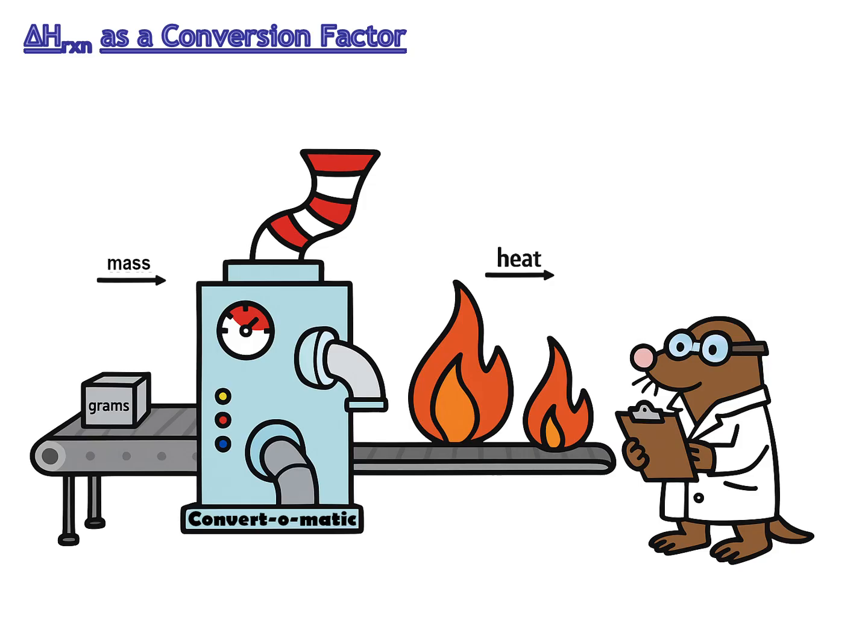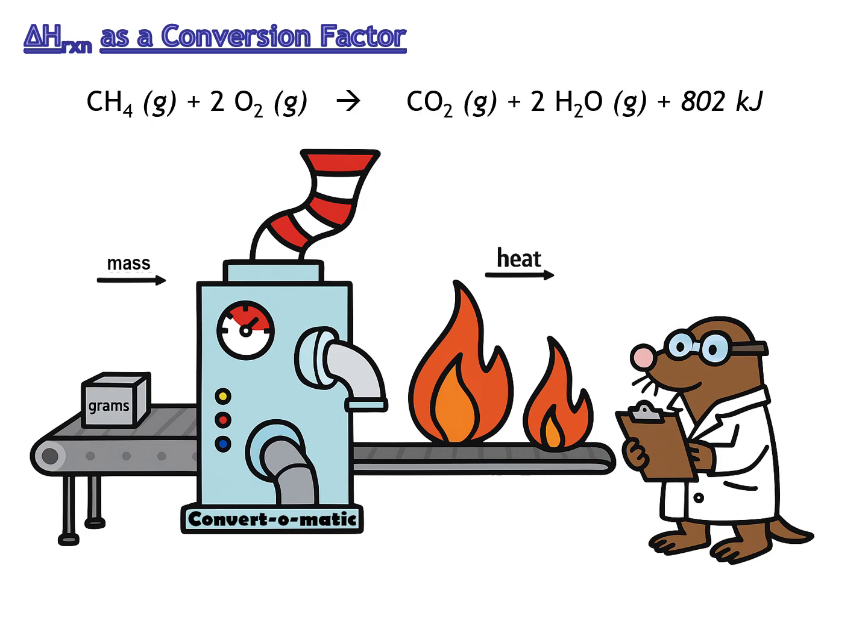So here I have a little picture. We have kind of a Susian convertomatic, and so we put our grams into one side, and it does all of the mathematical conversions, and we have the amount of heat being produced on the other side, or being absorbed. It's not necessarily just for an exothermic reaction. Now the reaction comes up. So in this case, the combustion of methane, we would have 802 kilojoules per mole of methane produced.